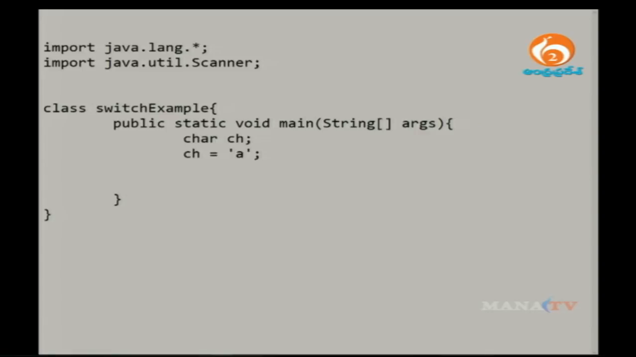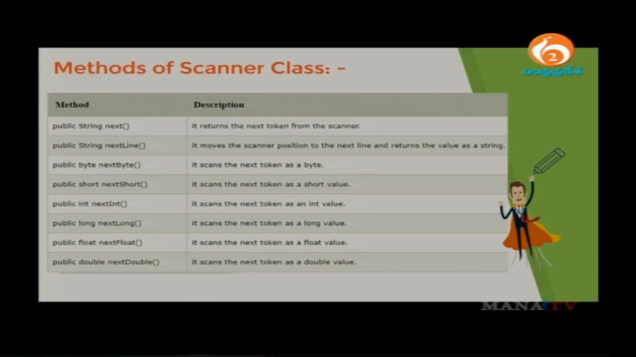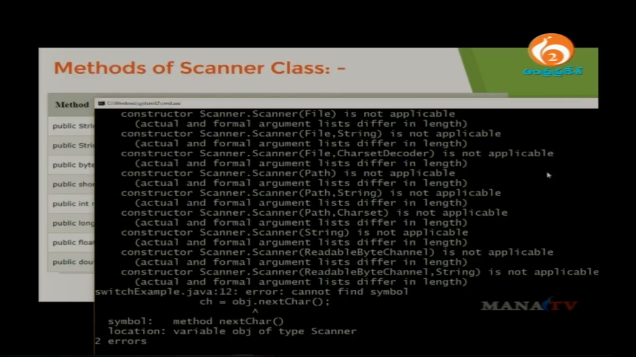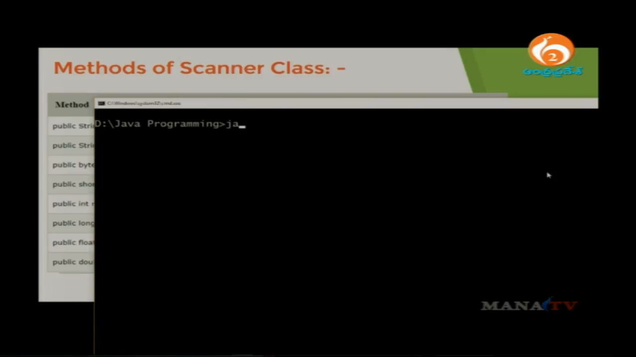By the time, just go to this example. As soon as this example is finished, I'll show you one more example which reads the particular character value. Now save this program. Again you can go to the command prompt and compile your Java program, SwitchExample.java. Now your program has compiled successfully.